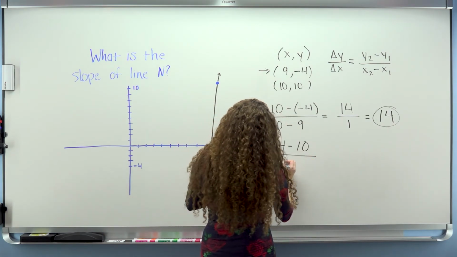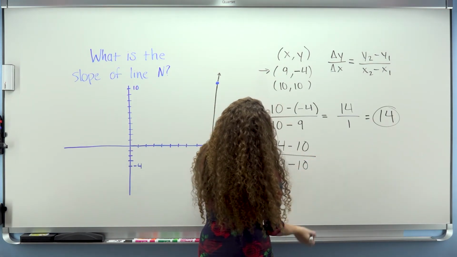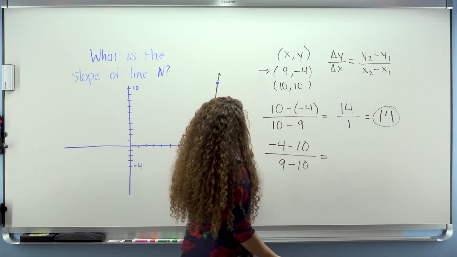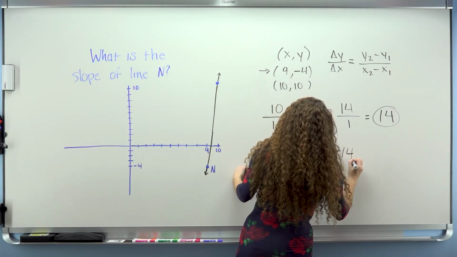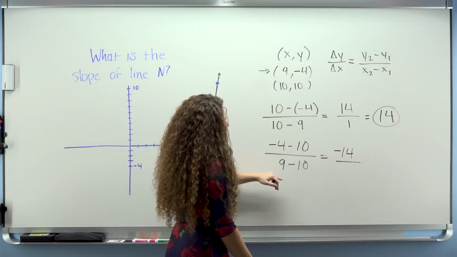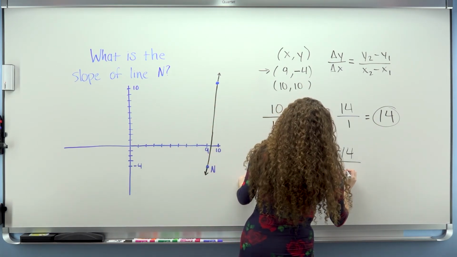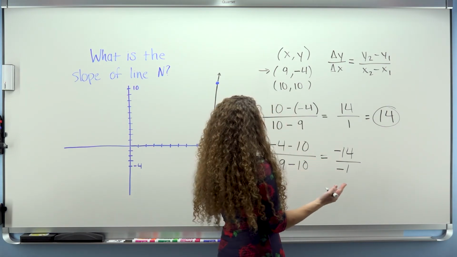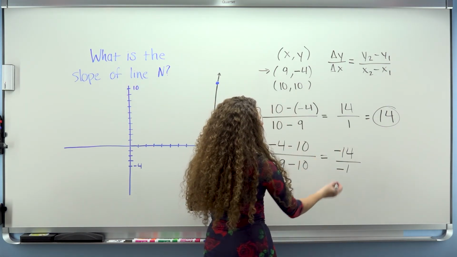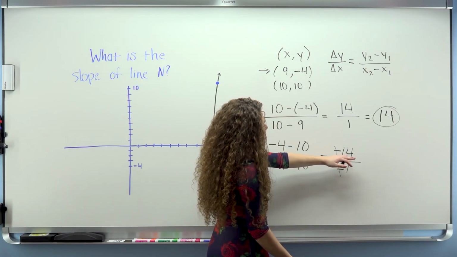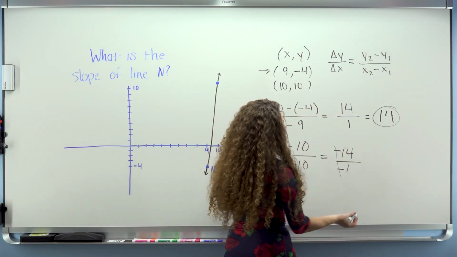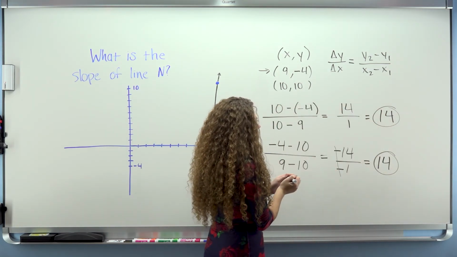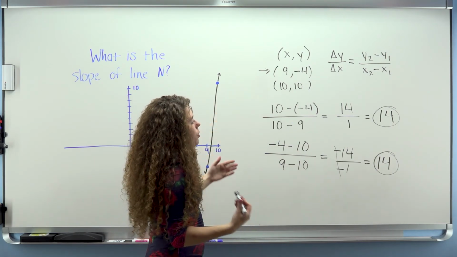Then we would have 9 minus our 10, right, for our x1. Negative 4 minus 10 is going to be negative 14, right? And then our 9 minus 10 is going to get us a negative 1, okay? And again, when you divide by a negative in the numerator and denominator, they can just cross out. So we're going to be left with the same as above, 14 over 1, and that would just get us 14. Okay, so either way, by using either coordinate, you will get 14.